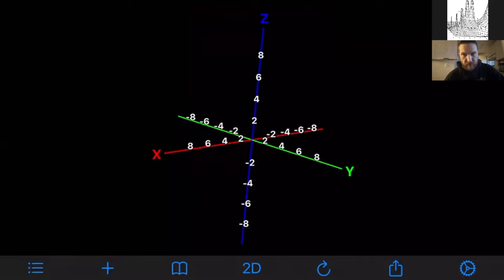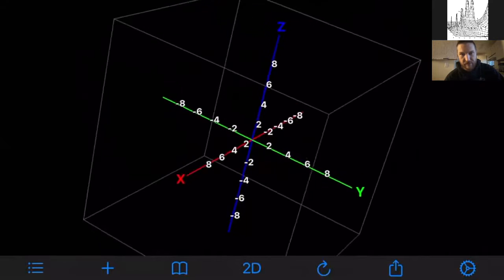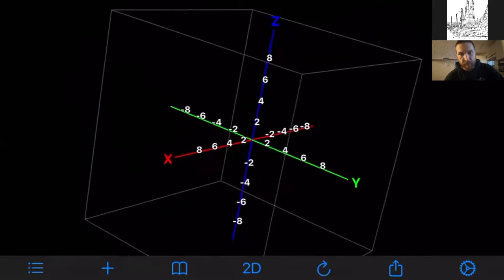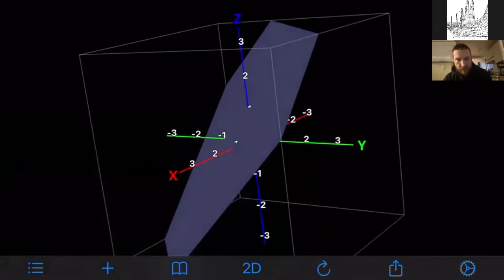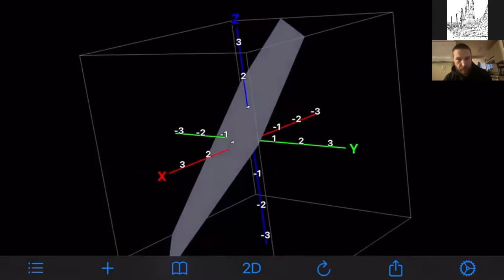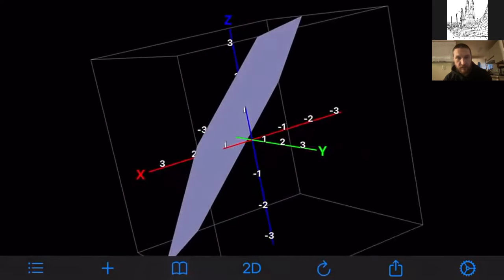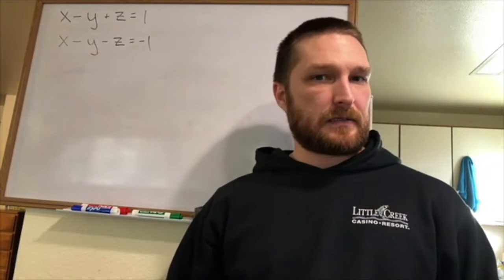So here's our three-dimensional space where we'll be plotting our planes. We have the x-axis in red, the y-axis in green, and the z-axis in blue. Here we're graphing the plane x minus y plus z equals 1. And we can see that the points that I tried to draw on the board are accurately represented there, but this is much easier than trying to draw it on a board. So that's what one plane looks like.